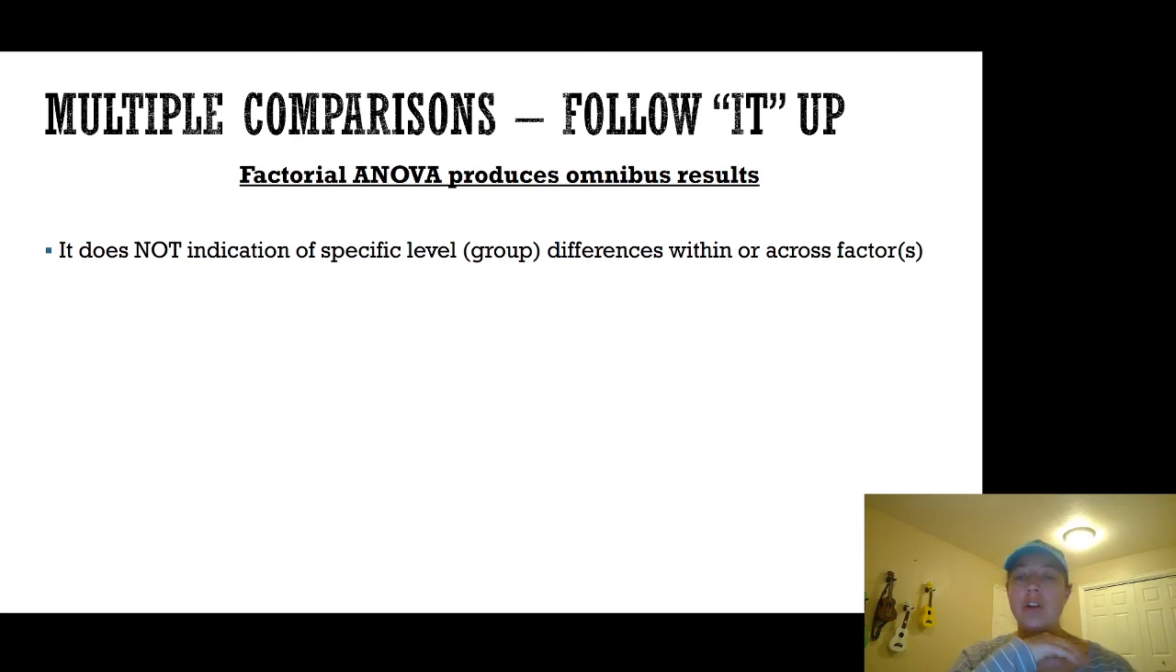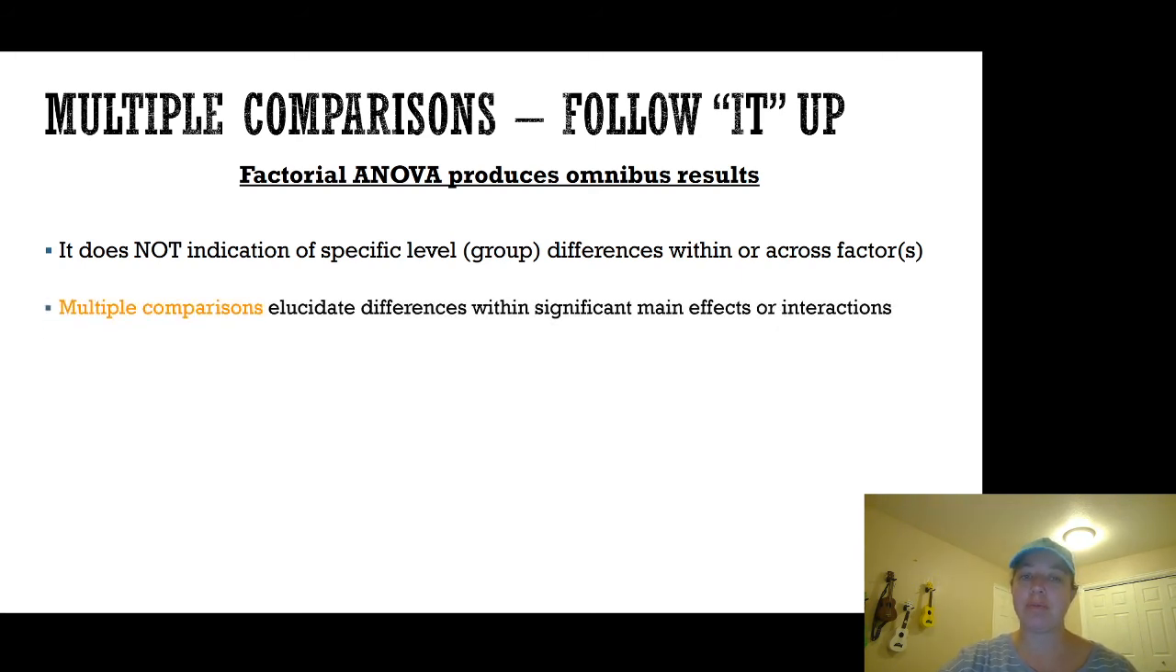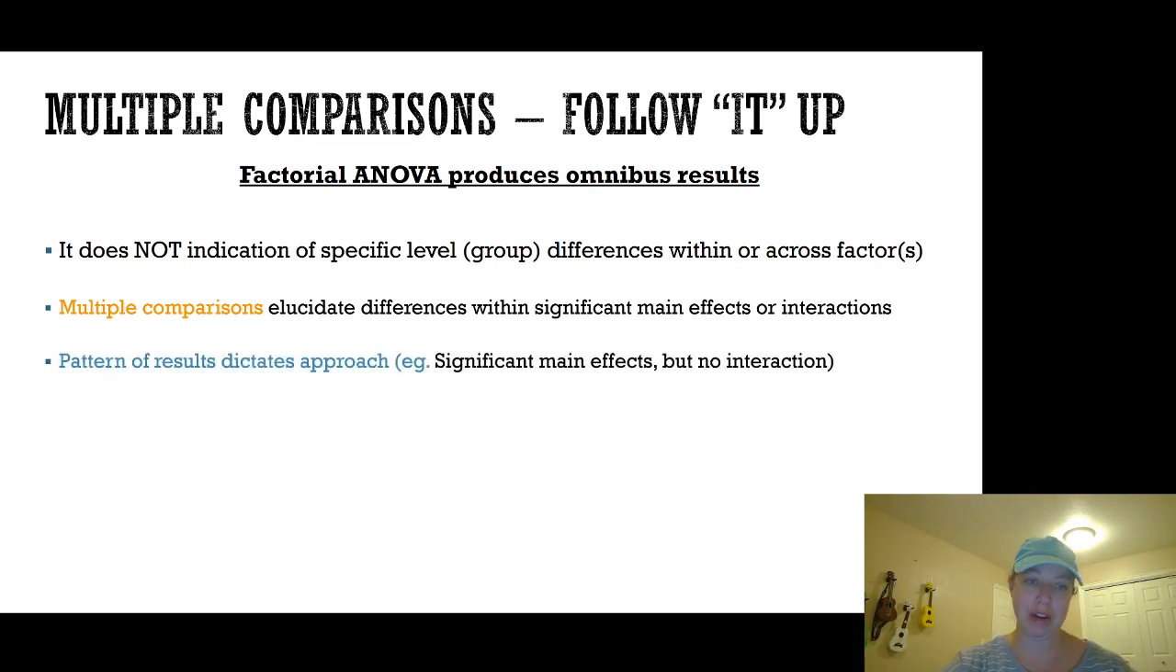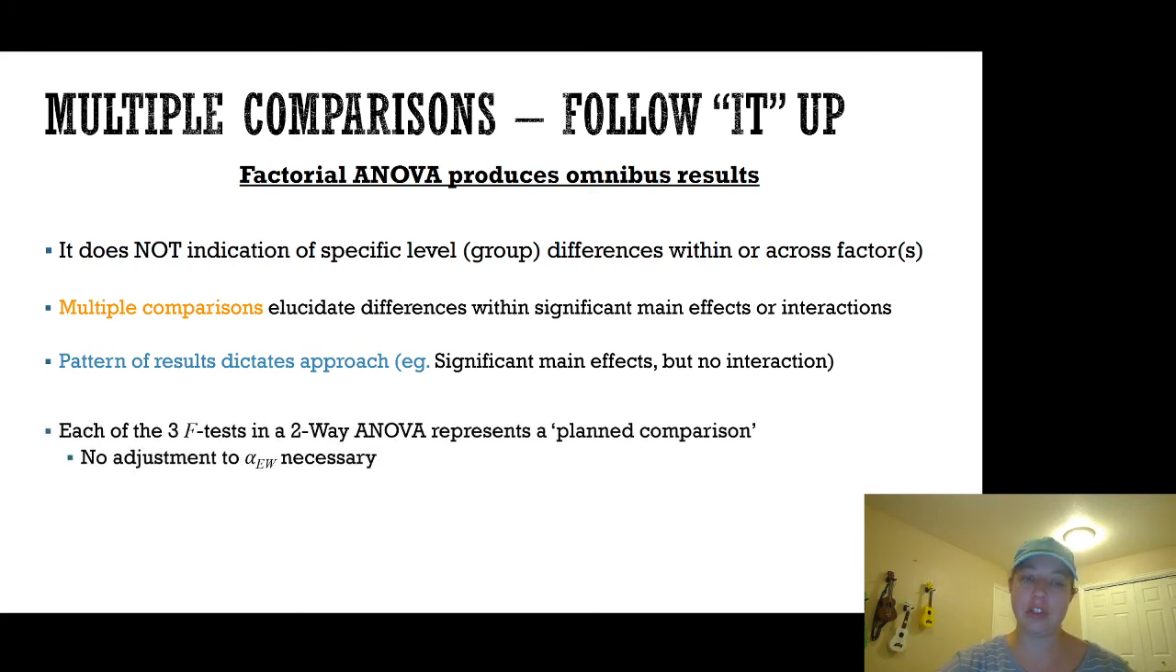Factorial ANOVAs overall, we need to know what groups are different. And just like in one-way ANOVA, if we follow it up with multiple tests, we have to control for multiple comparisons. And the type of results, are we looking at the interaction? Are we looking at the main effects only? That tells us which kind of test we're going to do.